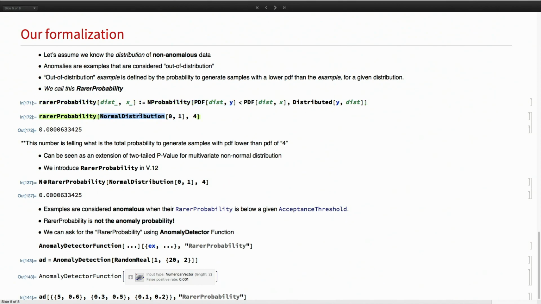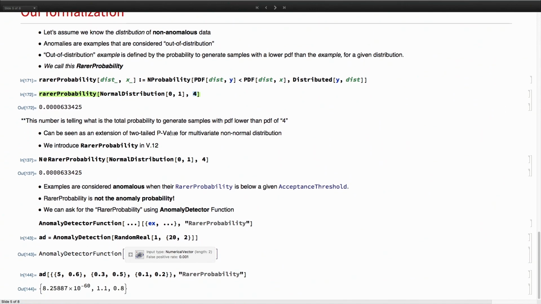So for example, for a given distribution, a normal distribution with mean 0 and a standard deviation of 1, we can ask for the rarer probability of generating 4. It will be a very rare, extreme event to have the number 4. So we can think of this rarer probability as a generalization of a p-value for non-normal distributions.